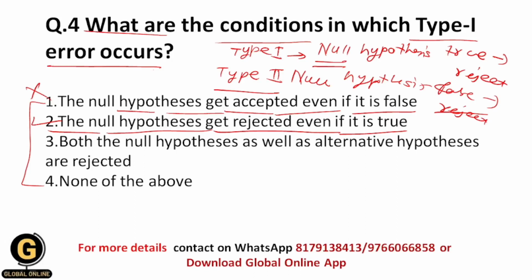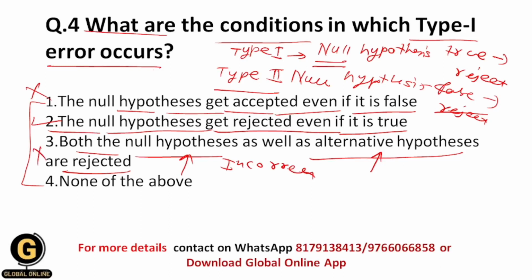Third is both the null hypothesis as well as alternative hypothesis are rejected. There is no such case in which both the hypotheses are rejected. Either we have to choose null hypothesis or alternative hypothesis in our research, and that's why this statement is incorrect, and this option is also eliminated. So the correct answer to this question is 2.